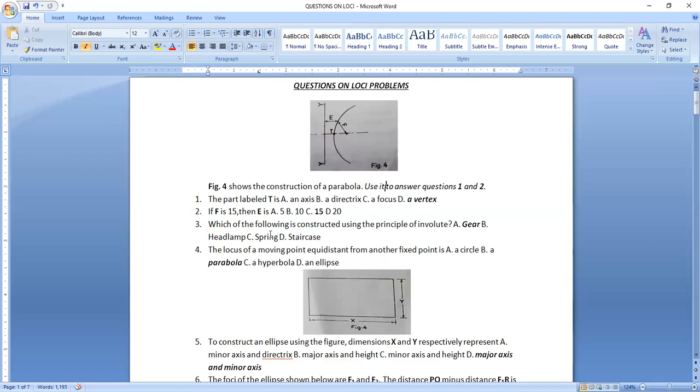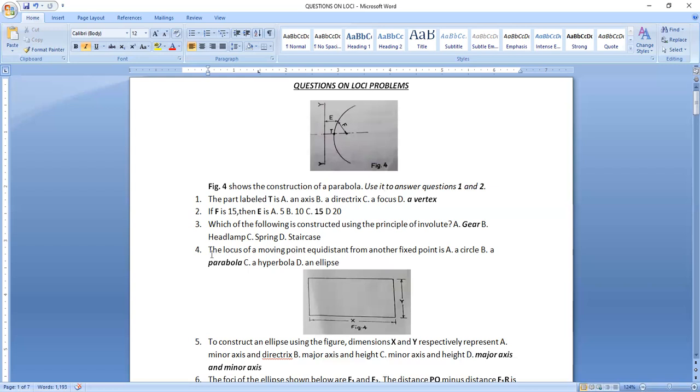Then when we move to question 3, we have: which of the following is constructed using the principle of involute? The answer to this question is option A, which is gear. So we apply the principle of involute in the construction of gears.